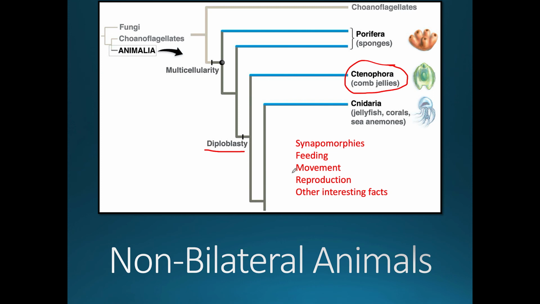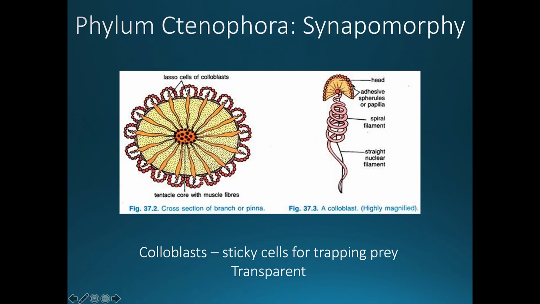So let's talk about some of the features of the Ctenophora. One of the main synapomorphies for Ctenophora are these cells called coloblasts. And you can see the coloblasts right here. And here's a blown up picture of it. The unique feature of these coloblasts is that they have these sticky cells at the end of them for trapping prey. Unlike the Cnidarians, which we'll talk about next, the Ctenophora do not have stinging capabilities.